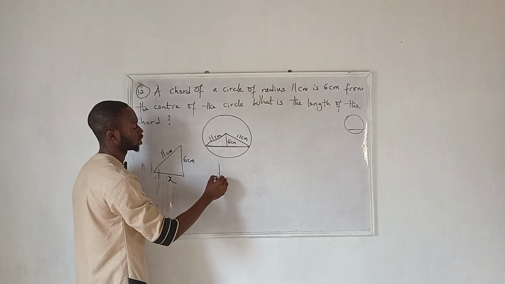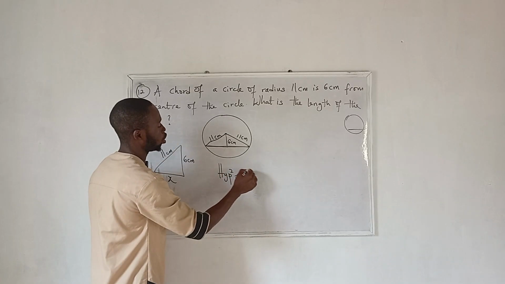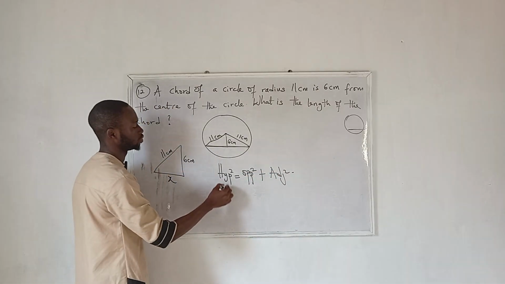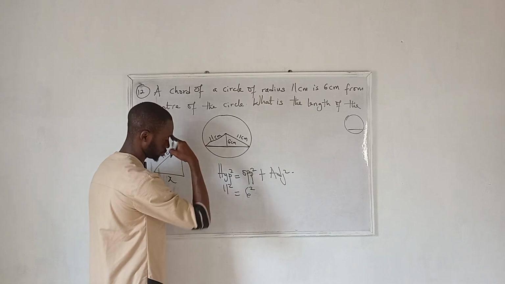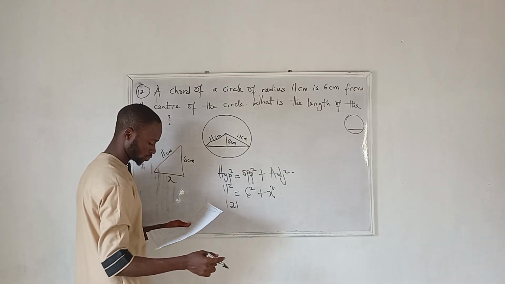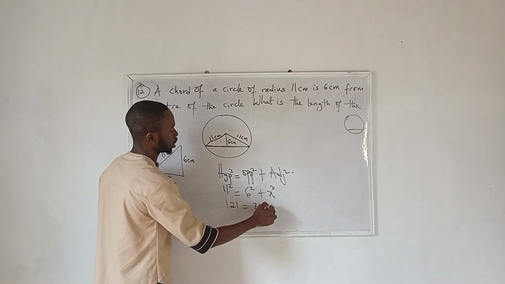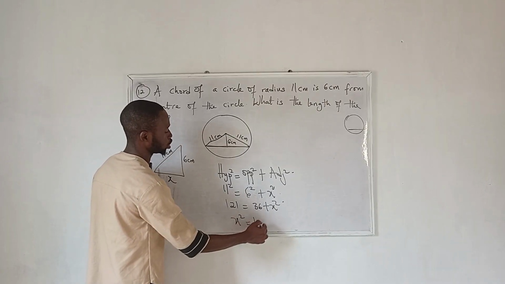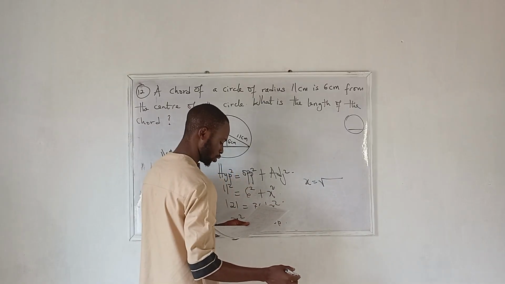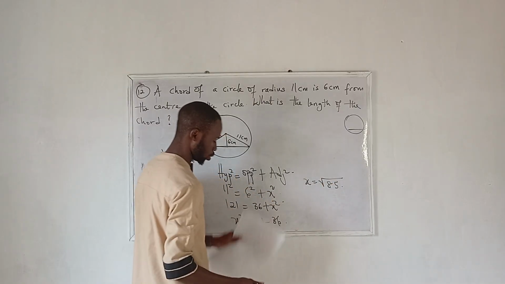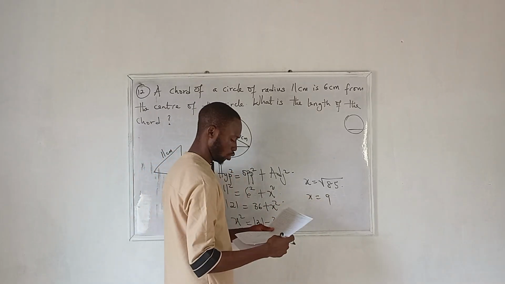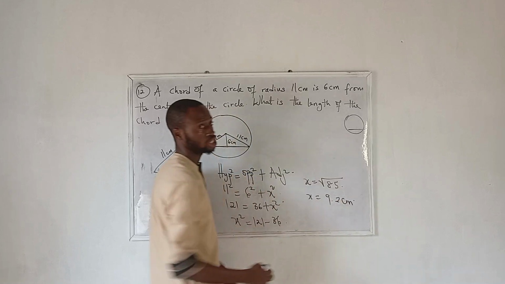So using Pythagoras, we would have that hypotenuse square equals opposite square plus adjacent square. So my hypotenuse in this case is 11. I have 11 square equals 6 square plus x squared. So we would have 121 equals 36 plus x squared. So we would have x squared equals 121 minus 36. Then the value of x will give us square root of 85, because 121 minus 36 should give us 85. So the square root of 85 should be 9.2 centimeters.